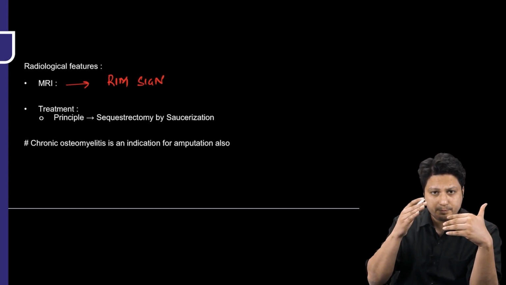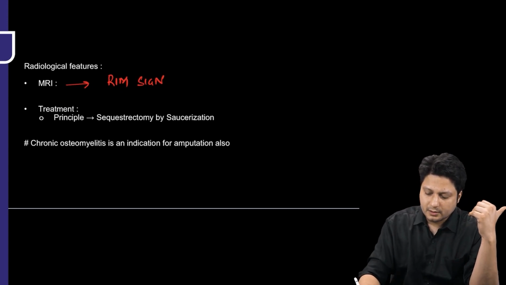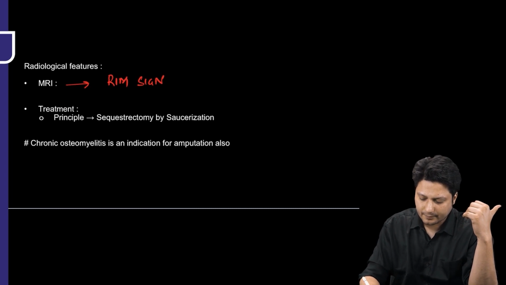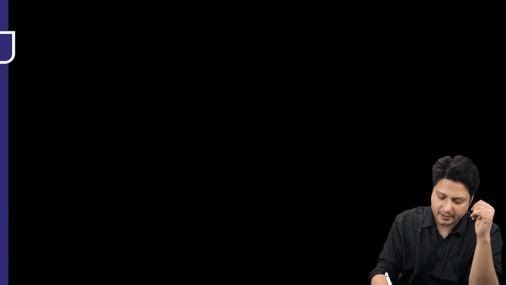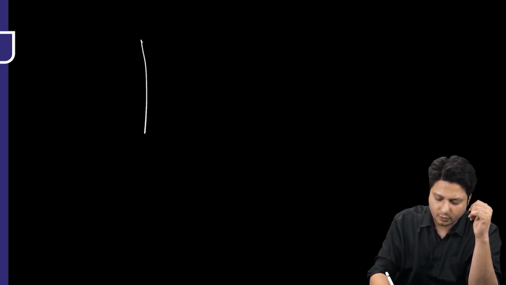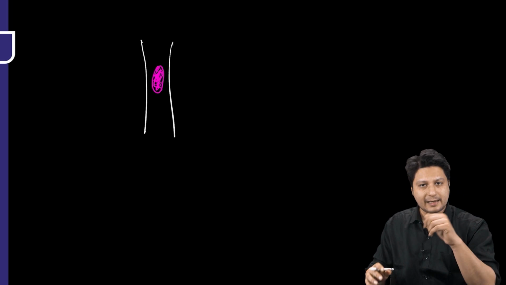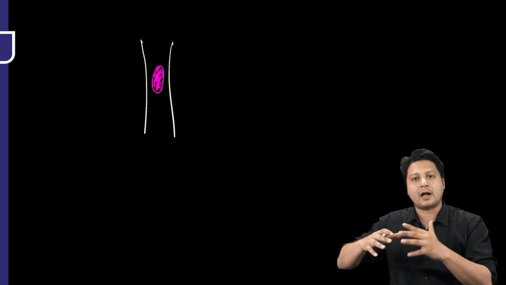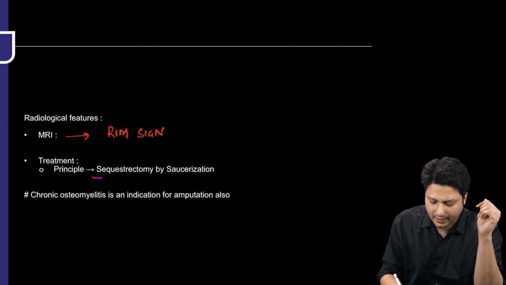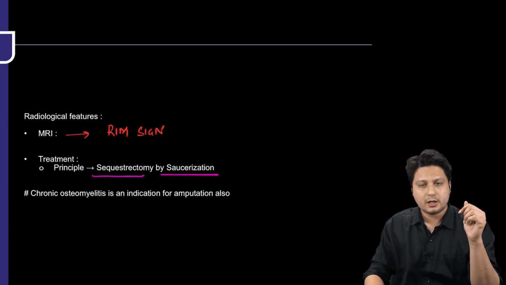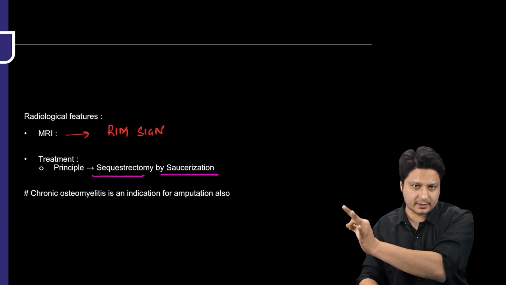Now, the management principle. Now comes the treatment, or the management protocol for this chronic osteomyelitis. Imagine a patient is suffering from this chronic osteomyelitis, and here we have all the inflammatory tissues which are present inside. So this is the pathological cavity which has been created. So what is the ultimate management? The ultimate management is that you have to perform sequesterectomy by saucerization. That means you have to perform sequesterectomy.